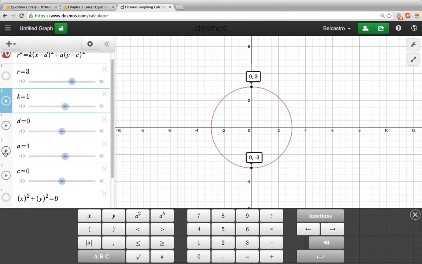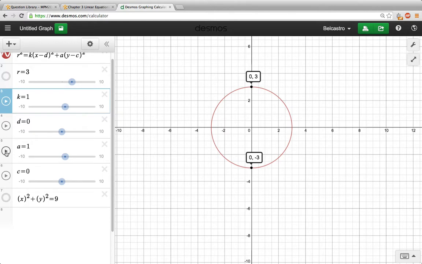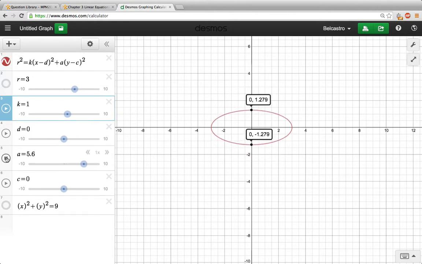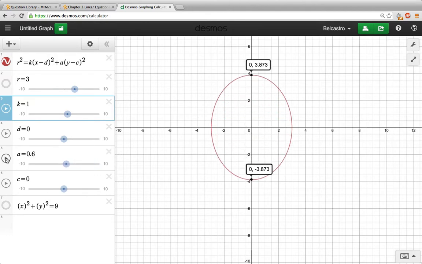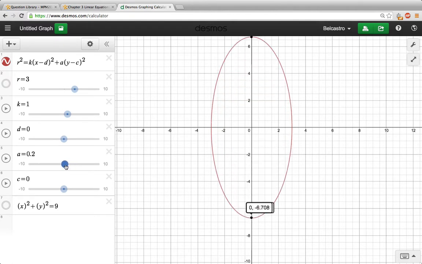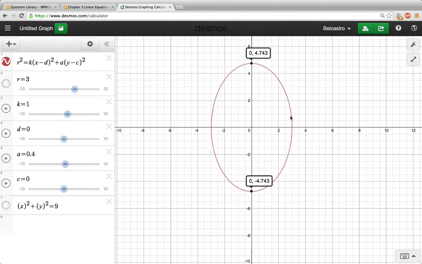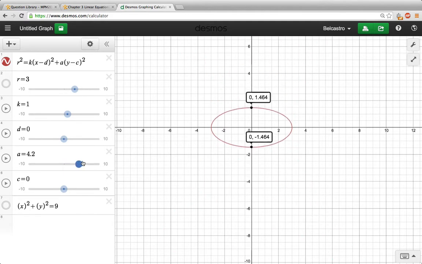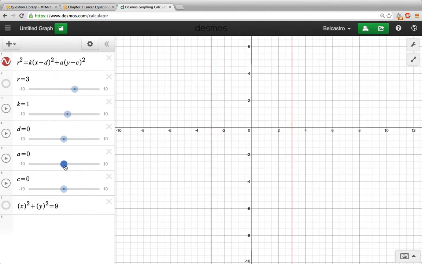Let's take a look at our a value. Same idea. As a gets greater, push play here, we get a horizontal stretch, okay? And when we're between 0 and 1, we get a horizontal compression. A horizontal stretch is, think of it like it's being pulled out this way, left and right. And when we get between 0 and 1, we get a horizontal compression, like the whole thing is being squished inwards. So let's put it back to 1.